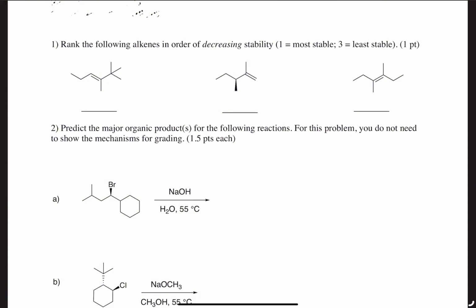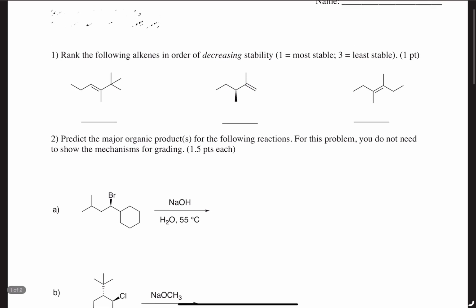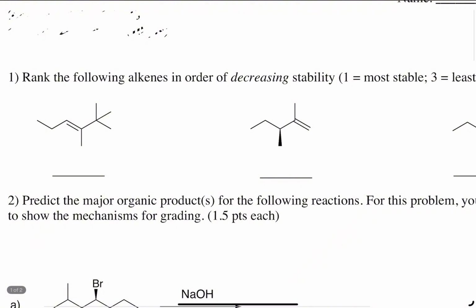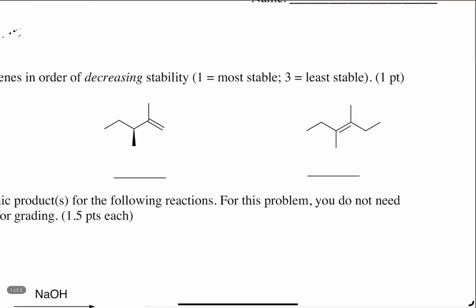Okay, so let's go. So first we have to rank these alkenes in decreasing stability. So how do you know when an alkene is stable? It's how substituted it is. The more substituted, the more stable it is.